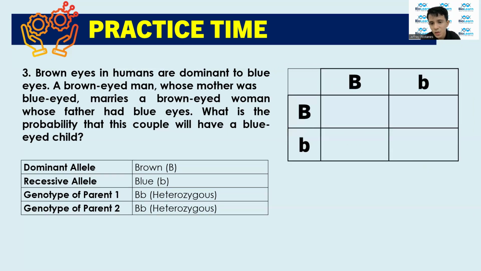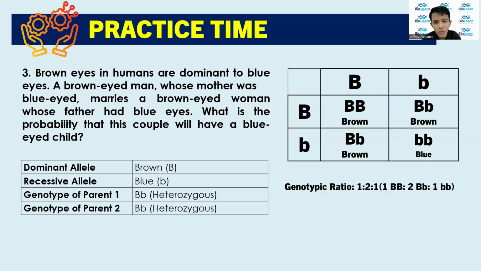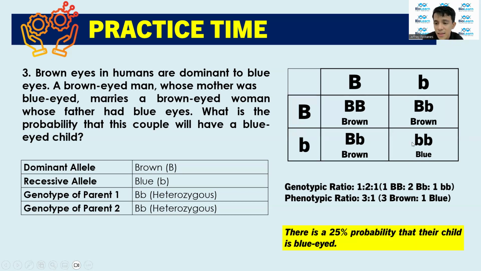So this is your Punnett square. And then you do the combination. And your genotypic ratio must be 1:2:1. That's 1 homozygous dominant, 2 heterozygous, 1 homozygous recessive. What is the phenotypic ratio? That's 3:1. 3 brown, 1 blue. And let's go back to the question. What is the probability that this couple will have a blue-eyed child? Okay, since that's 3:1, it means 25% is the probability that their child is a blue-eyed child.